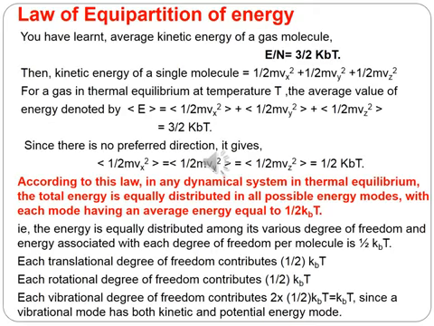Then each translational degree of freedom contributes 1/2 kBT. Similarly, each rotational degree of freedom also contributes 1/2 kBT, but each vibrational degree of freedom contributes 2 into 1/2 kBT, which is equal to kBT. Why? Because a vibrational mode has both kinetic and potential energy modes.